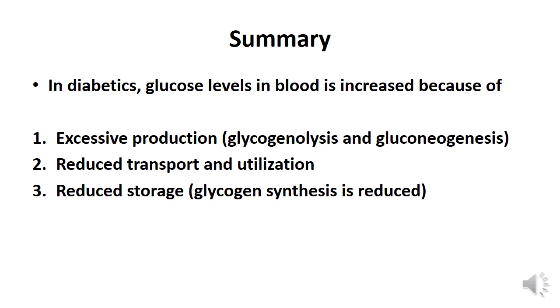So summary, in carbohydrate metabolism, as far as diabetics are concerned, there is excessive production of glucose. That is, hepatic output of glucose is increased because of glycogenolysis and gluconeogenesis. There is reduced transport and utilization of glucose, and there is reduced formation of the storage form of glucose, that is glycogen. So all of these result in hyperglycemia. There is reduced utilization of glucose, there is excessive production of glucose.